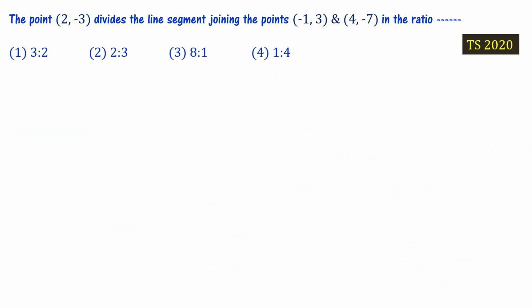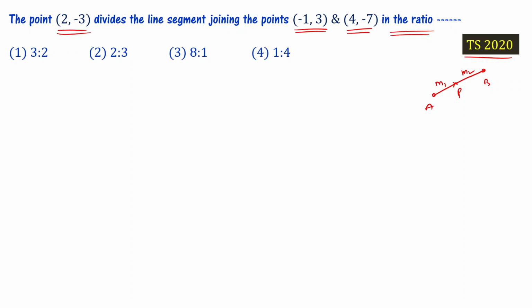The point (2, -3) divides the line segment joining the points (-1, 3) and (4, -7) in what ratio? This question was given in Telangana POLYCET 2020. Let's say we have these two points, A and B, and there is a line segment joining these points, and we have a point P somewhere here. Now we are asked to find the ratio m1 is to m2.